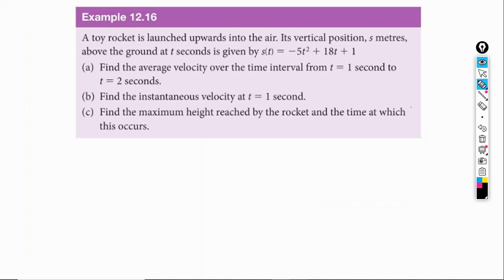Okay, so now we are on example 12.16, and it says a toy rocket is launched upwards into the air. Its vertical position, s meters, above the ground at t seconds, is given by this function here. A, find the average velocity over the time interval from t equals 1 second to t equals 2 seconds.